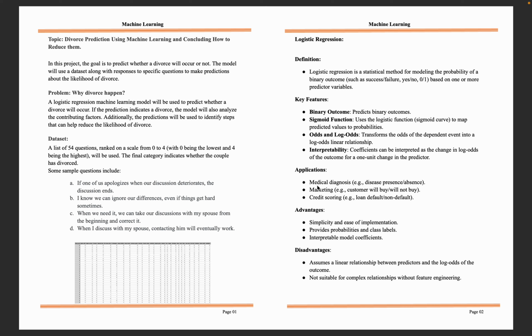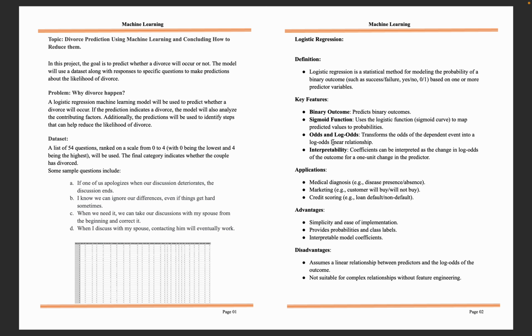I have taken a data set which contains 54 questions ranked on a scale of 0 to 4, which will be asked questions. There are some sample questions. On the basis of that, the data set has been created, and I have trained logistic regression and decision tree models on that data set.